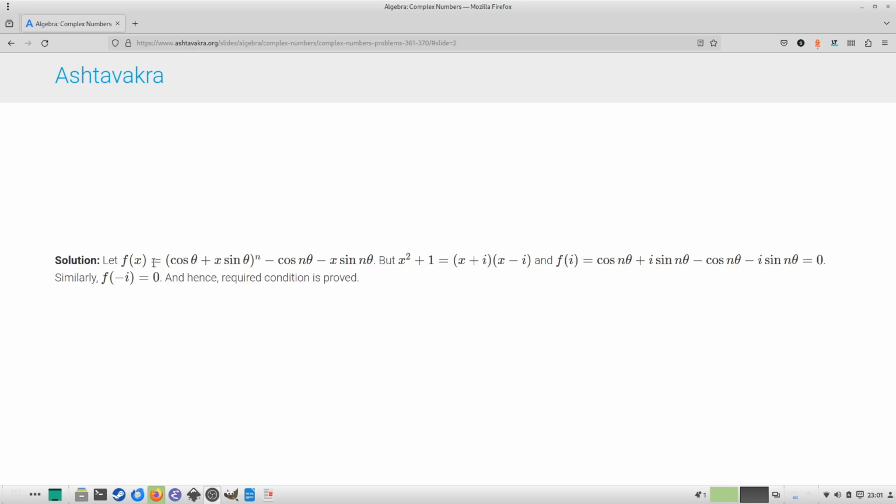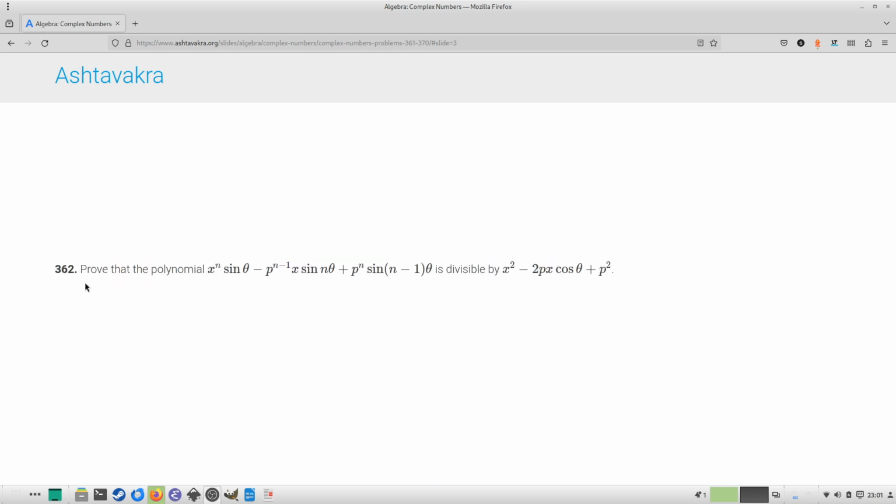So we have f(x) = (cos theta + x sin theta)^n - cos n theta - x sin n theta. But x^2 + 1 we can factorize in two terms, (x + i)(x - i). Now we substitute x = i, so f(i) becomes cos n theta + i sin n theta - cos n theta - i sin n theta, which is 0. And similarly, if we substitute x = -i, even then f(-i) would be 0. And thus we have proven the required condition.